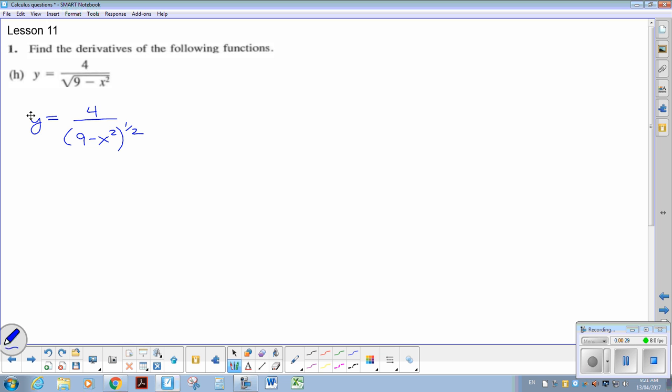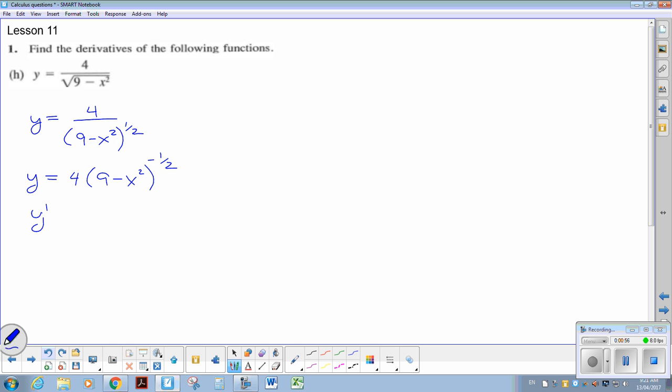Because of the numerator, I don't like the quotient rule; I try to avoid it. The way I avoid it is by moving my denominator up to the top, and the way to do that is to make that exponent a negative 1/2. Now I don't have to worry about the quotient rule, and this is not a product rule, because 4 is just a coefficient, so it's just one single term here.